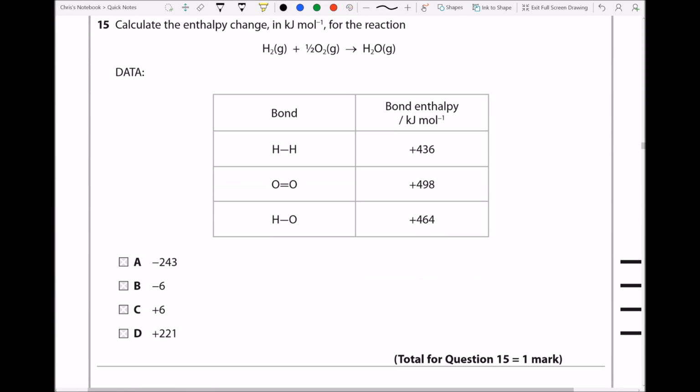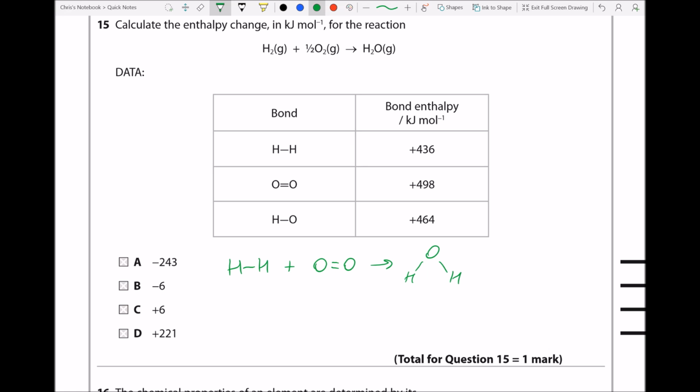This is question 15. So question 15 is obviously looking at some bond enthalpy data. So we're going to calculate the enthalpy change in kilojoules per mole for the reaction. Now with these, you just basically have to take into account all of your bonds. We'll do this in green this time, I think. So we've got a hydrogen, and we're going to react that with half an oxygen, but I'll show you what you do with that later on, and we're going to form water.